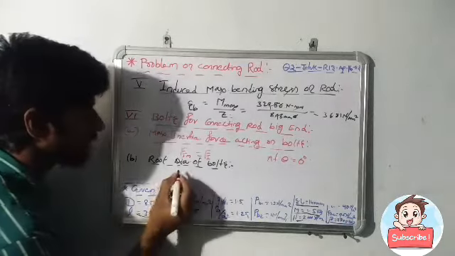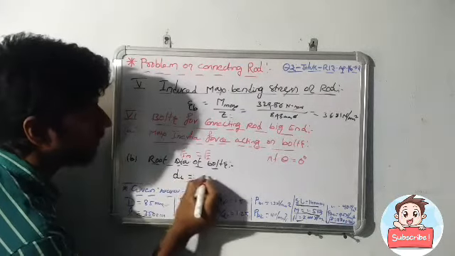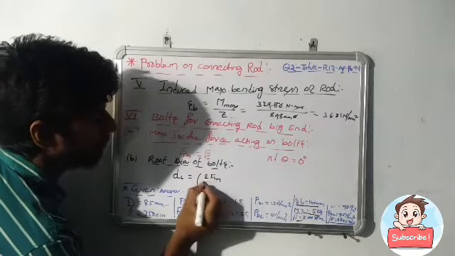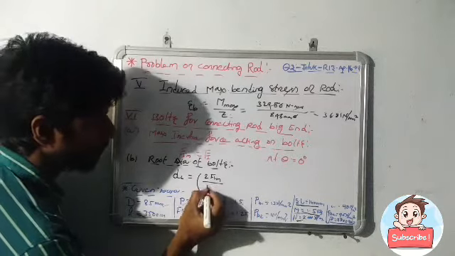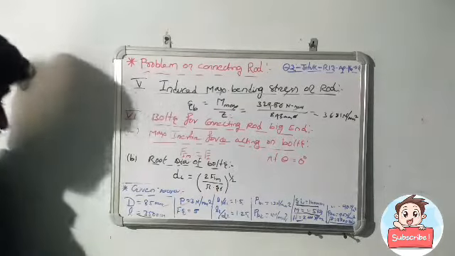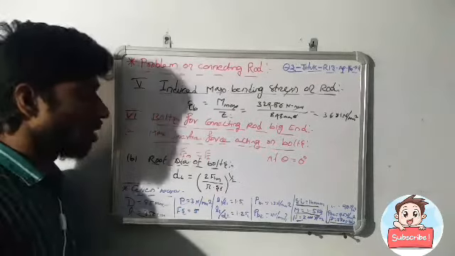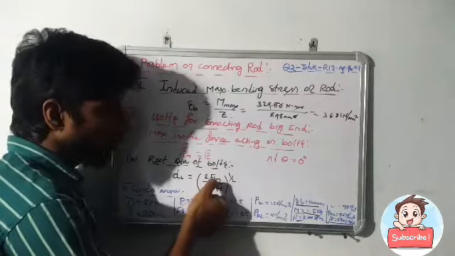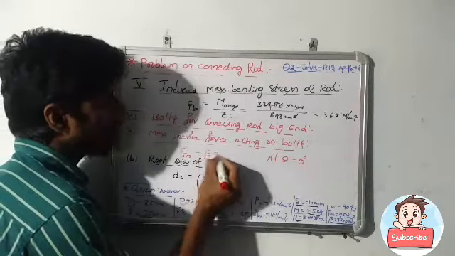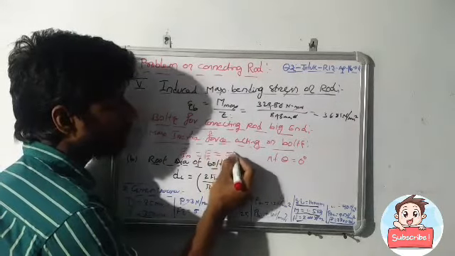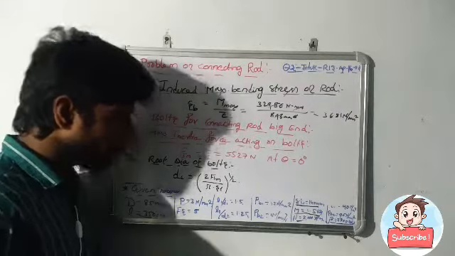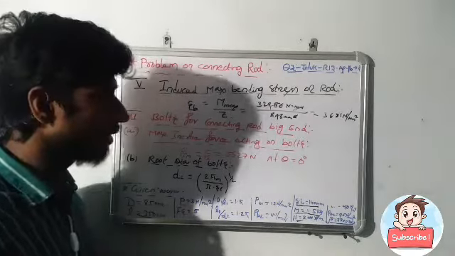The root diameter of bolts is denoted by Dc, that is equal to the square root of 2 Fim by pi into St, whole power 1 by 2. So this is the root diameter of bolts. Here we know what is the Fim. Fim equal to Fi. What is the Fi value? We have already found that value, 5527 newtons. And St is the allowable tensile stress acting on the bolts.